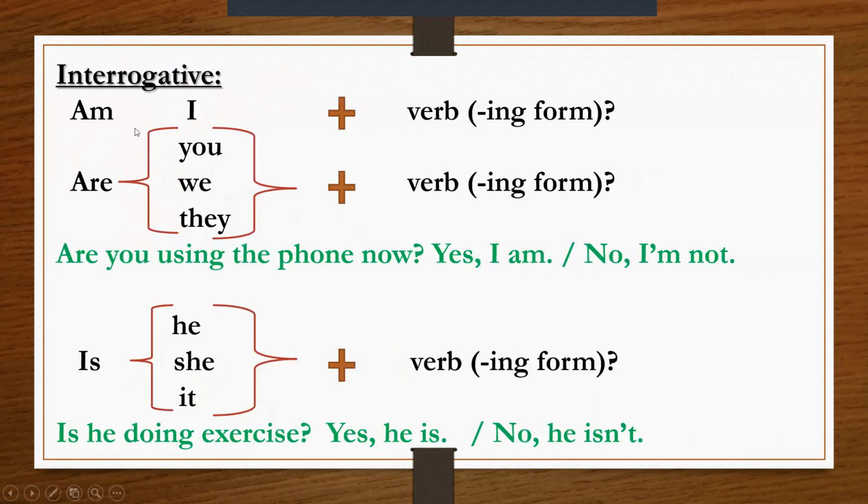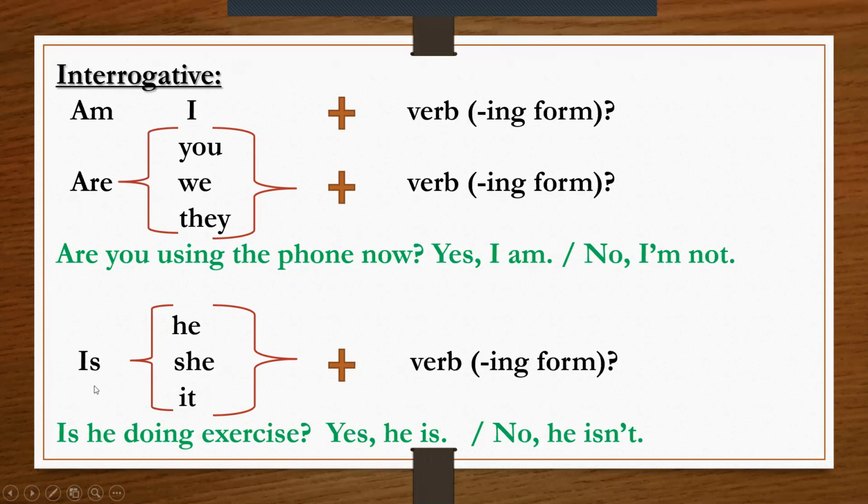In the interrogative, we're going to use for I, am, at the beginning, plus I, plus the verb in the ing form. For you, we, and they, we're going to use the verb to be at the beginning in the conjugation are plus the verb in the ing form. For example, are you using the phone now? And for the short answer, yes, I am, or no, I'm not.